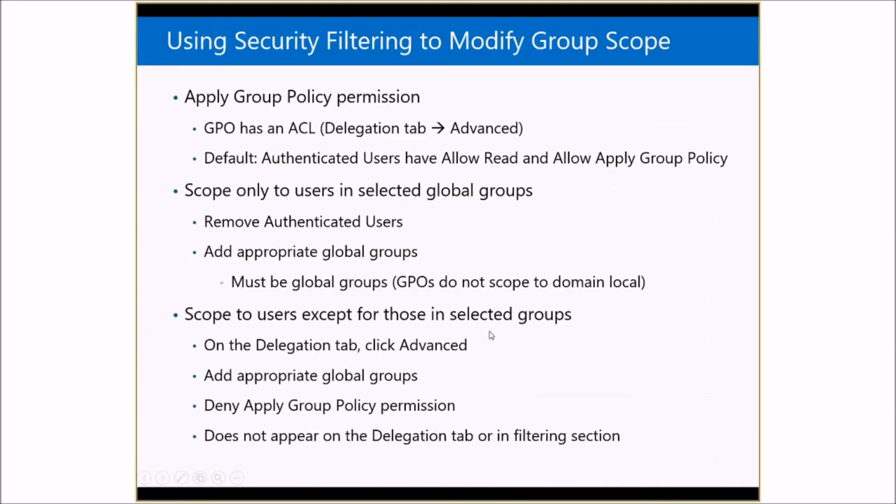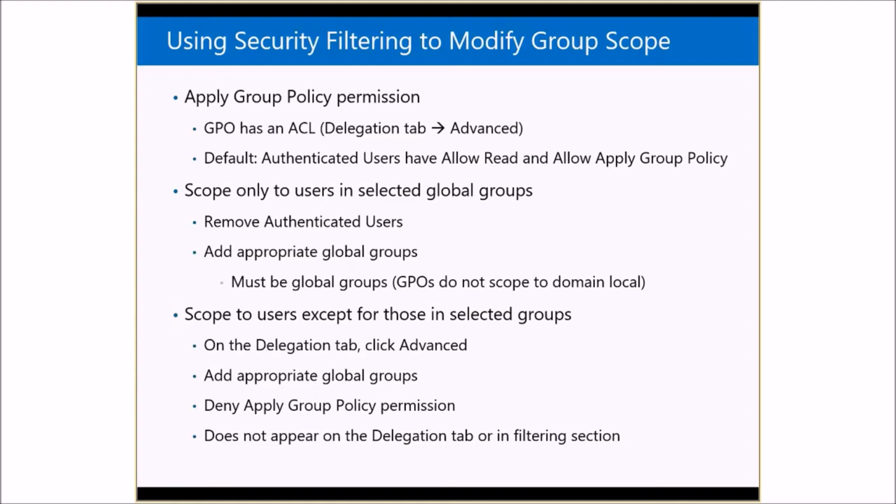Using security filtering to modify group scope. I've shown you that when we use group filtering to add a group, we are applying group policy permissions. A GPO has an ACL delegation tab, and by default, all authenticated users are allowed to read it. If you want to scope only certain users, you can use global groups to filter, like we did just before, for that specific group.